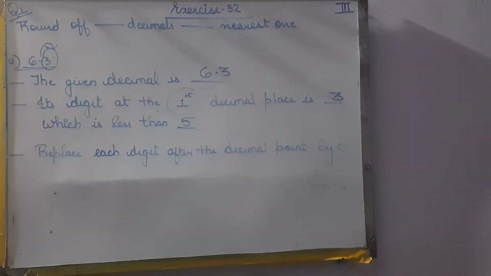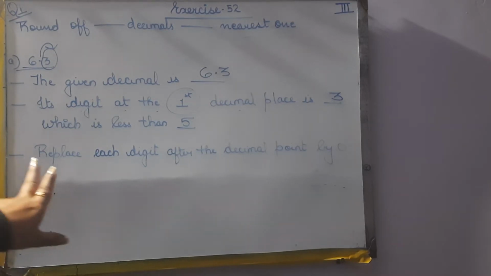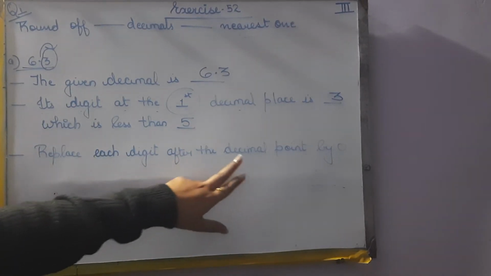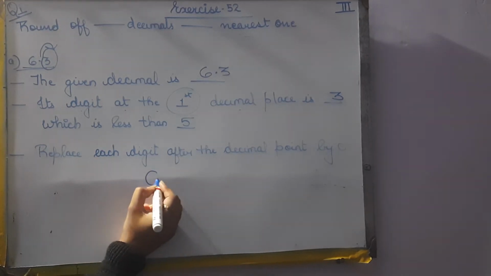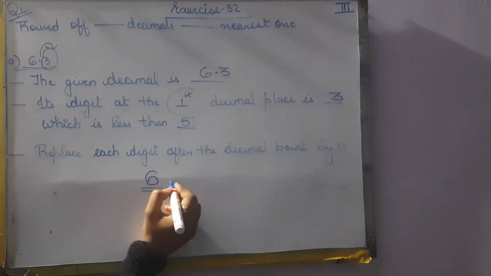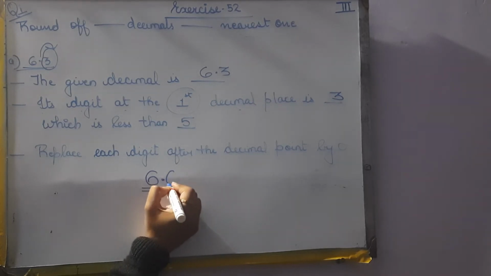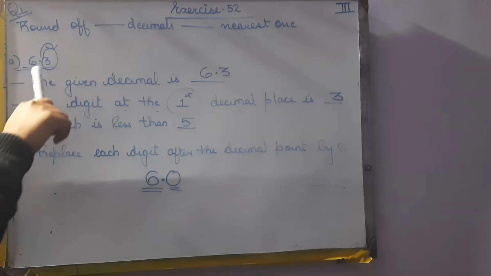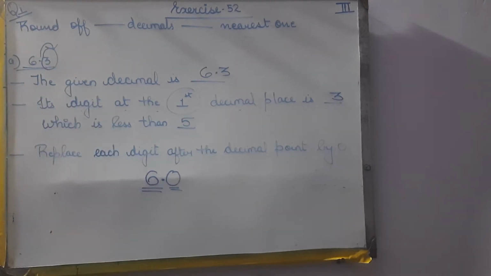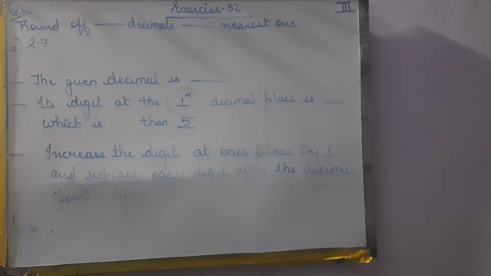3 is less than 5. So what are we going to do? We will replace each digit after the decimal point by 0. The 6 before the decimal we already have as it is. After the decimal point, we replace the digit by 0. Why have we replaced? Because 3 is smaller than 5. Children, here there are 8 questions in which we are going to do only A to E; F, G, H we are going to cut.